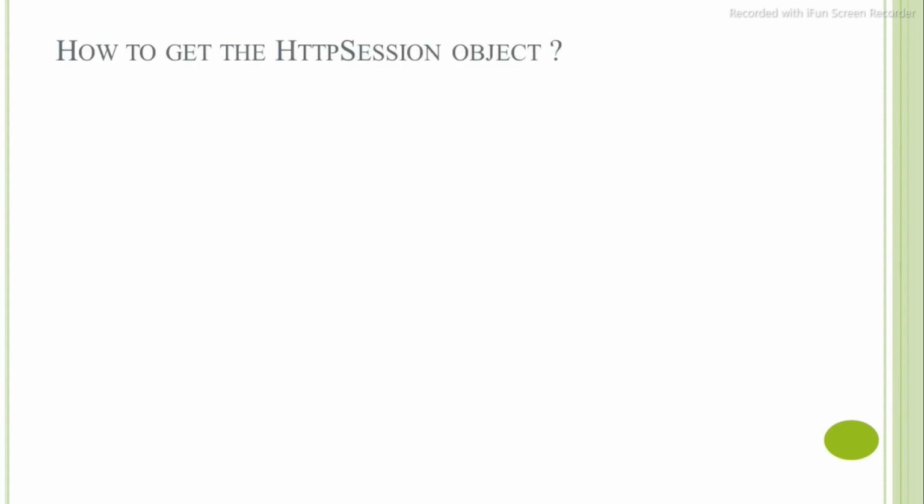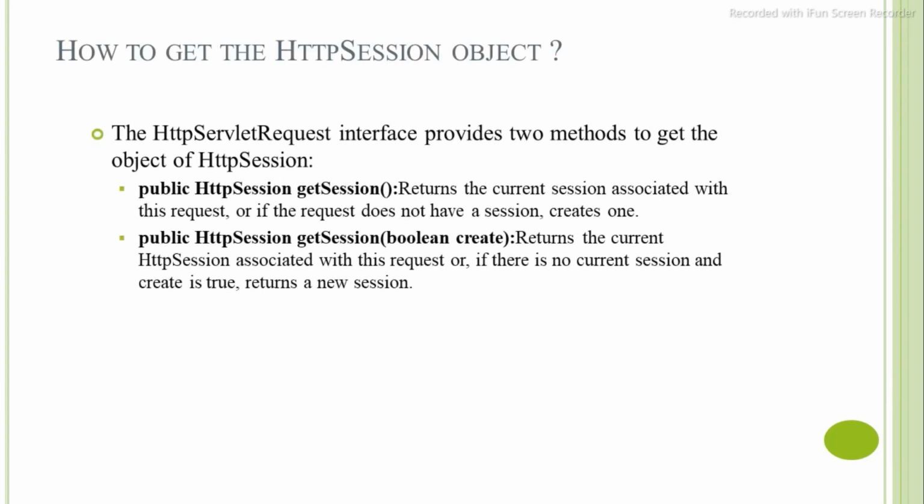How to get the HttpSession object? The HttpServletRequest interface provides two methods to get the object of HttpSession. public HttpSession getSession() returns the current session associated with the request, or if the request does not have a session, creates one. public HttpSession getSession(boolean create) returns the current HttpSession associated with this request, or if there is no current session and create is true, returns a new session.